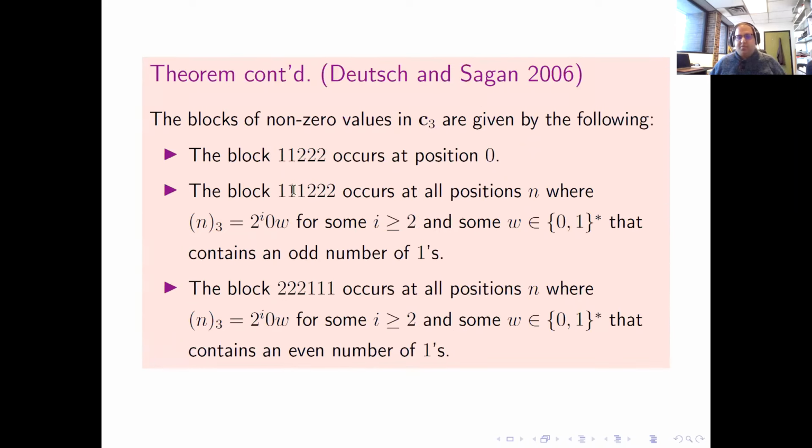We can also describe where this 111, 222 pattern or 222, 111 pattern occurs as well. We can describe all those positions, again, in terms of the base 3 expansion of n. So if n in base 3 looks like this, we'll see this 111, 222. So that completely describes the Catalan numbers mod 3.